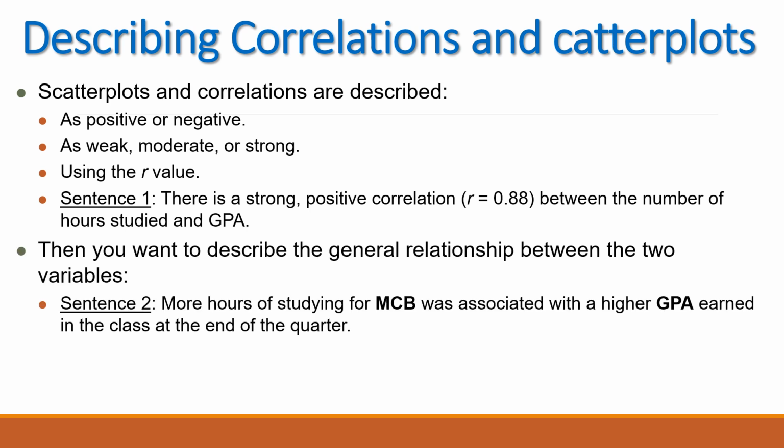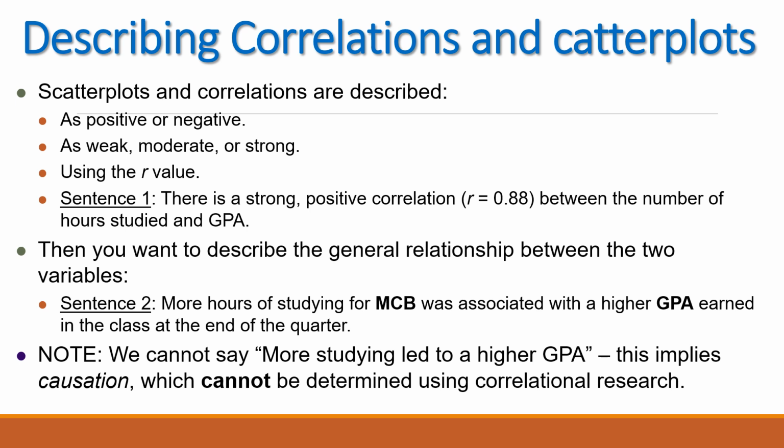Then, if we want to describe the general relationship between the two variables, we can add the second sentence. That is to say, more study hours or more hours of studying MCB was associated with higher GPA earned in the class at the end of the semester or quarter. It should also be noted that we cannot say more studying leads to higher GPA. This implies causation, which cannot be determined using correlational research.